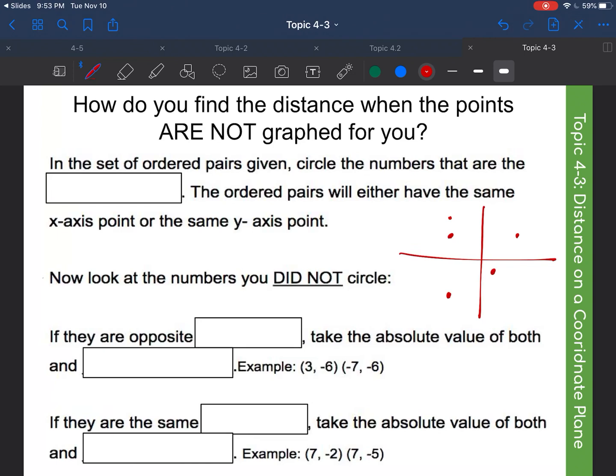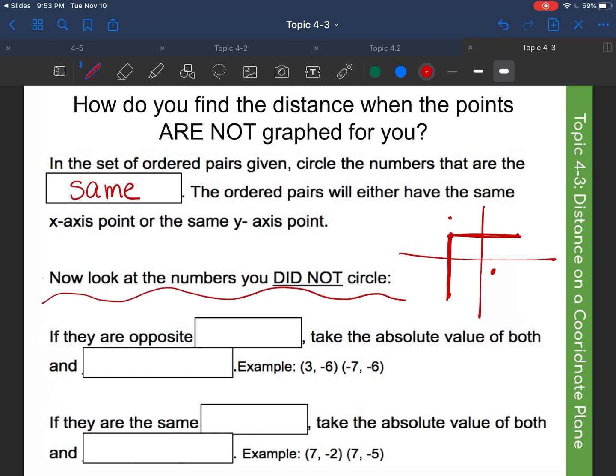So the first step in a set of ordered pairs, you're always going to circle the numbers that are the same. Okay? The ordered pairs will either have the same x-axis point or the same y-axis point. And like I said before, they're always going to be vertical or horizontal. They're either always going to have the same x-axis or the same y-axis. Once you circle what's the same, then you're going to look at the numbers that you did not circle.